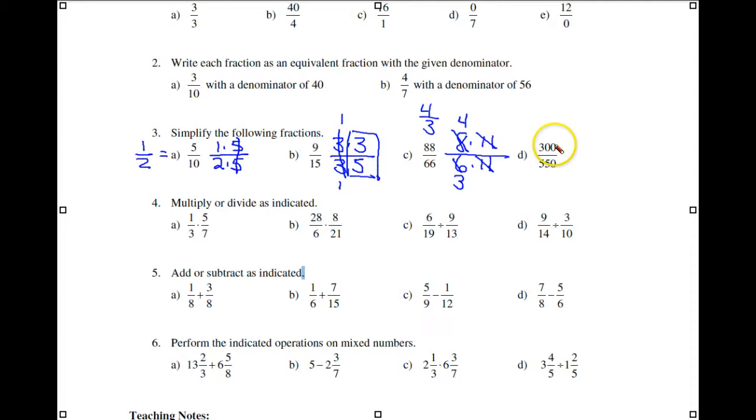Now, when a number ends with a 0, we can just divide out a 10, and then we're left with a 30 over 55, which is 6 times 5 and 11 times 5. So again, the 5's are 1. So our simplified answer of this is 6/11.